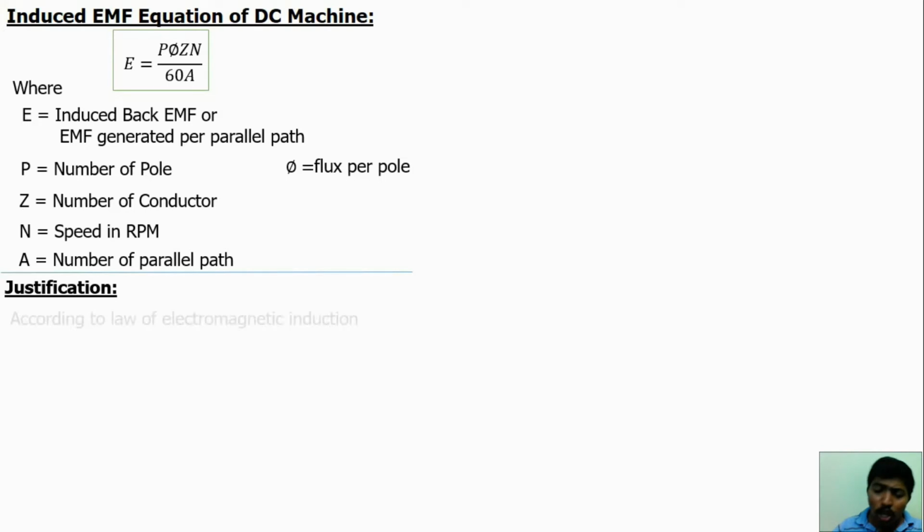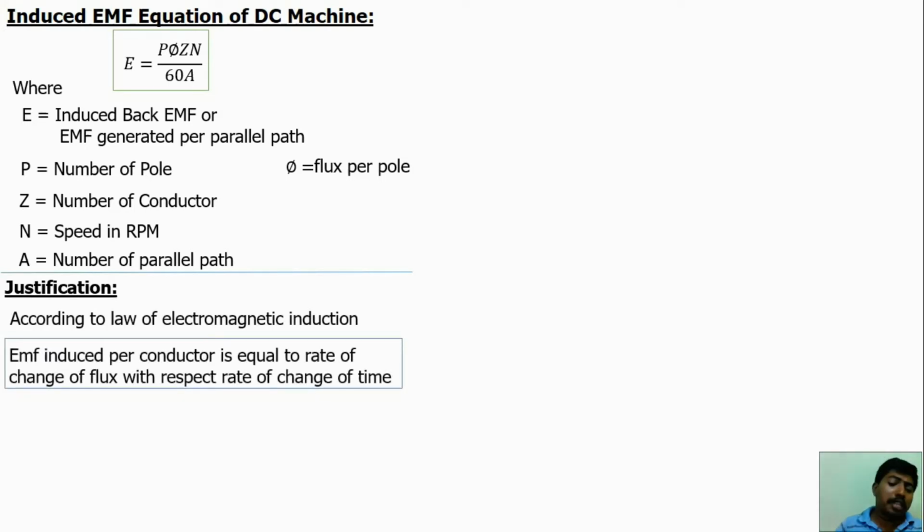According to electromagnetic induction, Faraday's law, induced EMF is equal to rate of change of flux with respect to time. This is Faraday's law. So, E per conductor is equal to d phi by dt. Phi means total flux linked in the conductor. dt means rate of change of time. Okay.